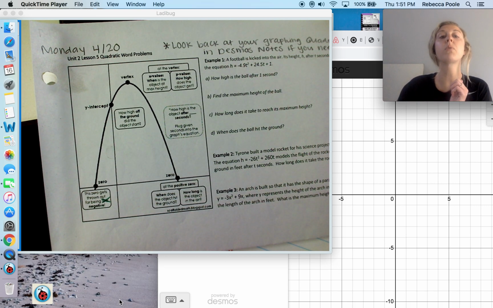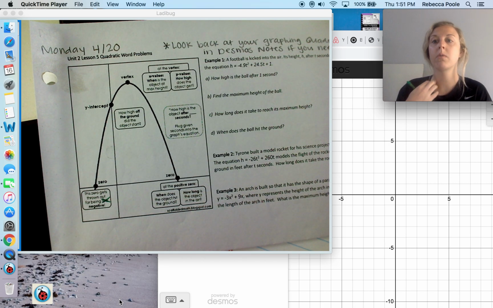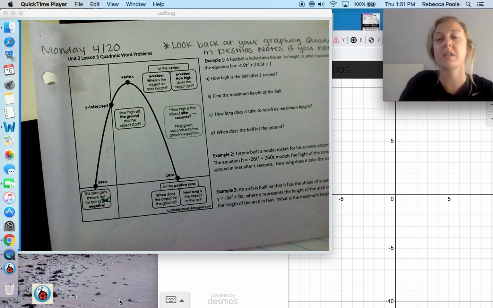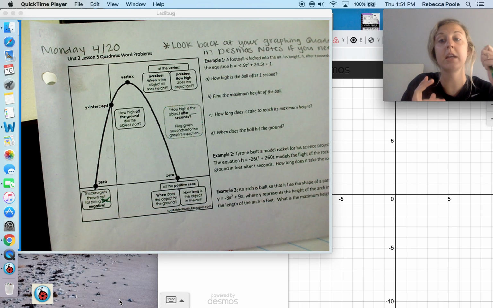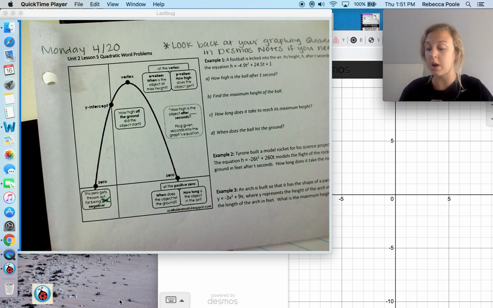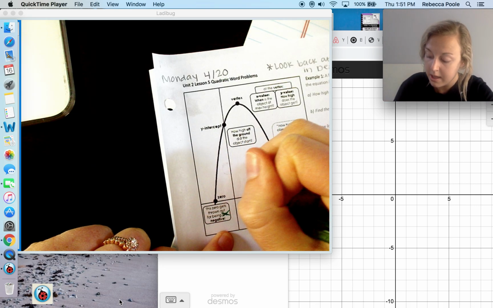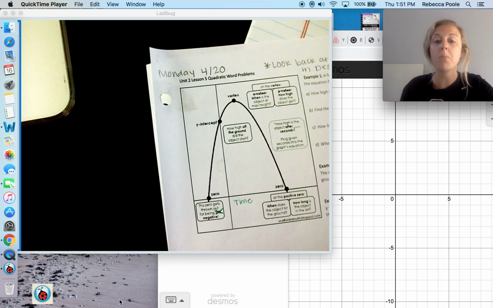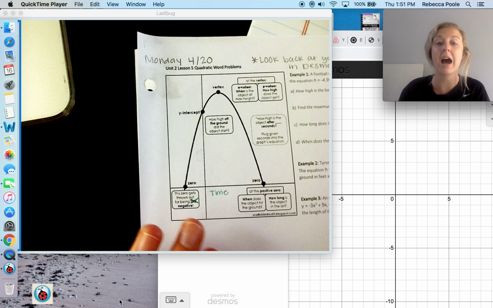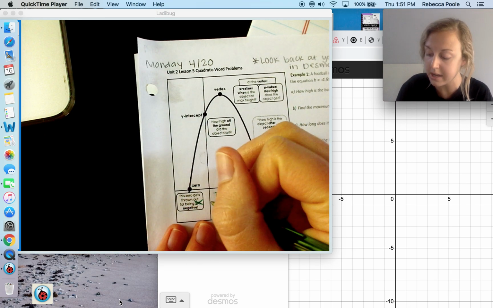So anytime we talk about throwing a ball or kicking a ball or, I don't know, dropping something, all of those situations are done in real time, and in the real world, time cannot be negative, okay? Hopefully you learned in Math 1 that your x-axis is almost always going to be time, and time has to be positive, all right?